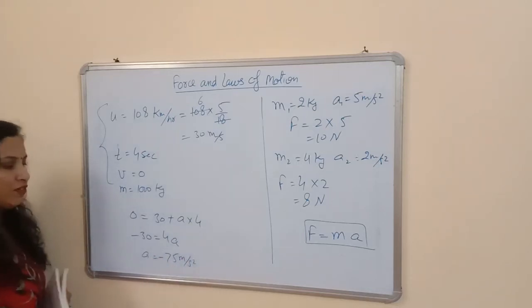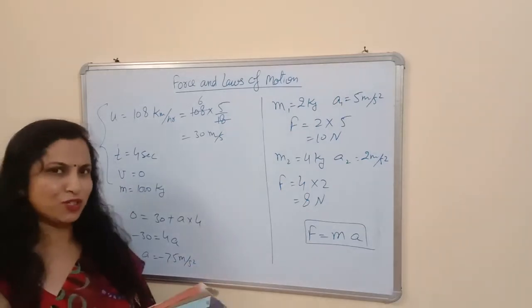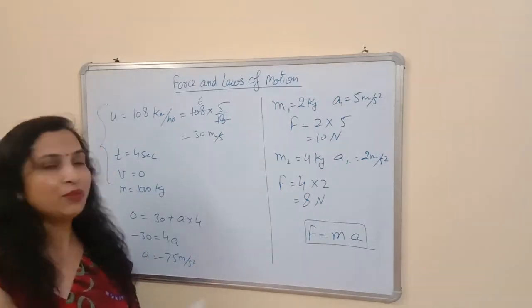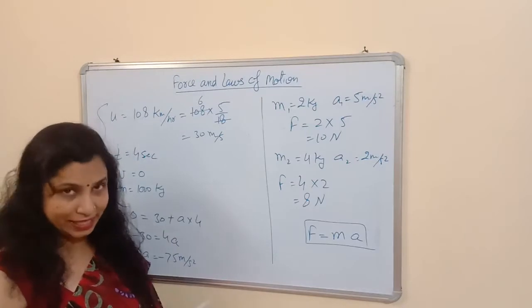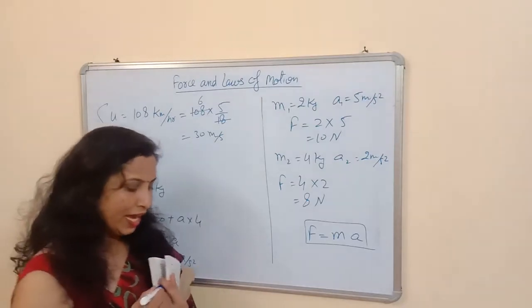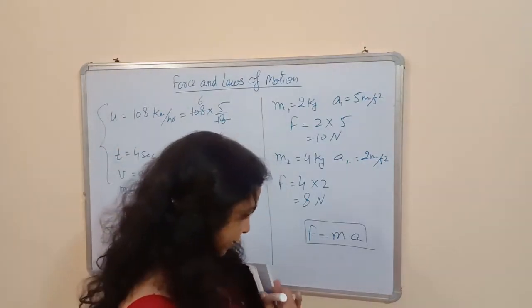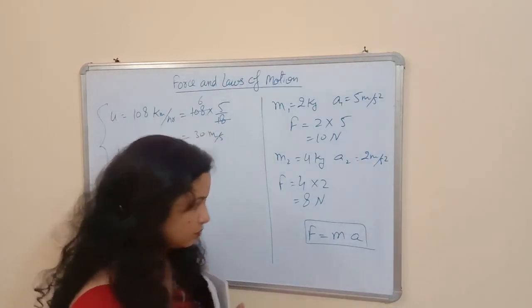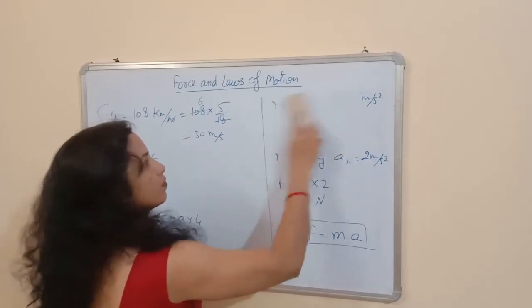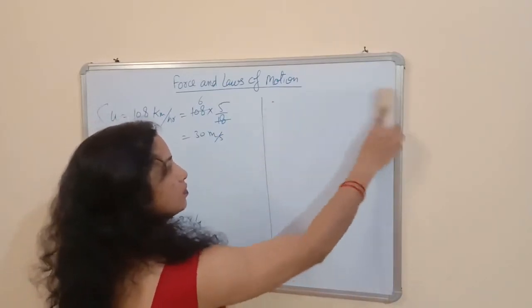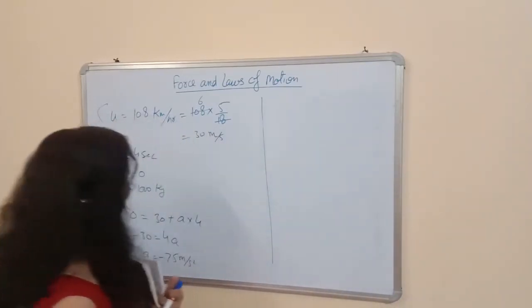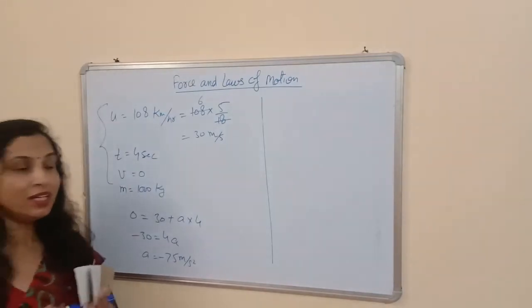What is the meaning of this negative sign? It means the acceleration is actually retardation. We know that if the velocity of a body decreases, then its acceleration is always negative. Okay, now we have to find the force applied.